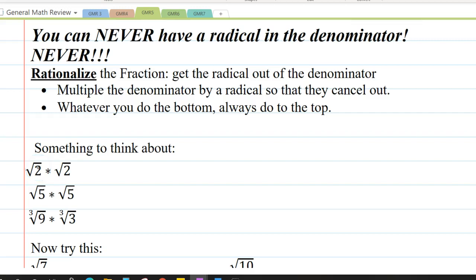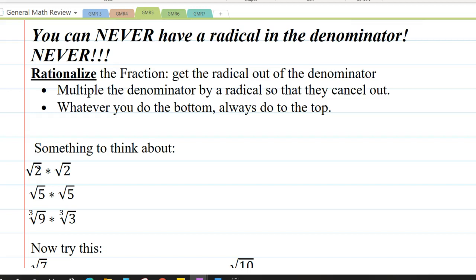You can never, ever, ever have a radical in the denominator. You can never do that. So what do we do instead? We rationalize the fraction. Basically, we get the radical out of the denominator. You do this by multiplying the denominator by another radical so they can cancel out. And remember, with fractions, whatever you do to the bottom, always do to the top.